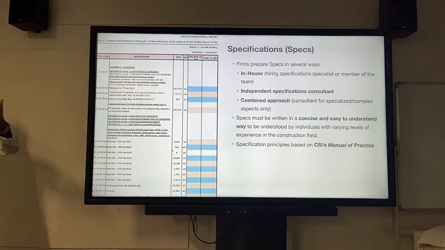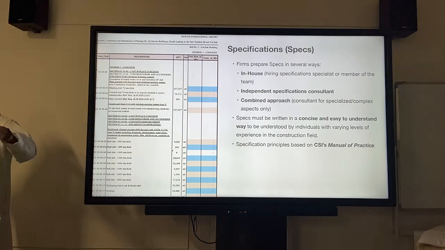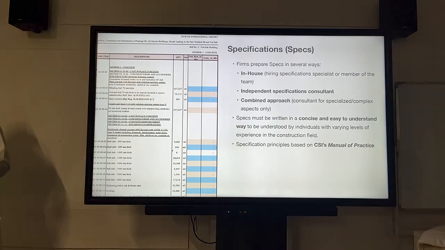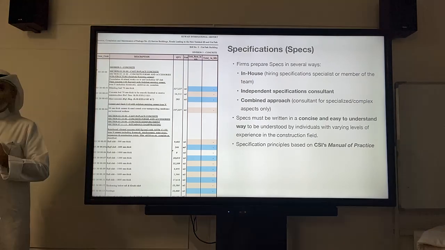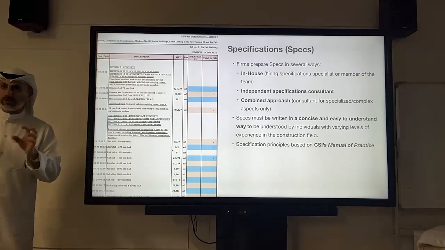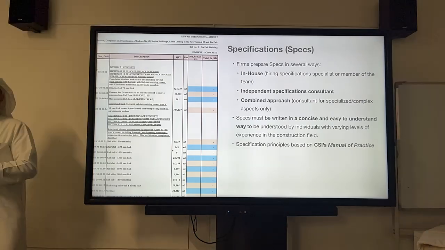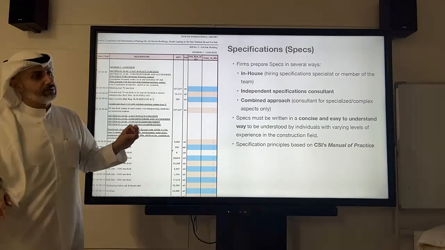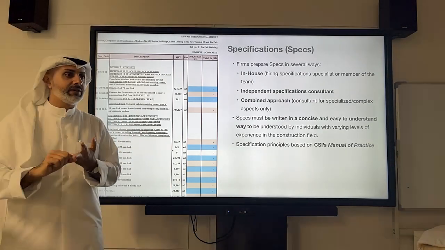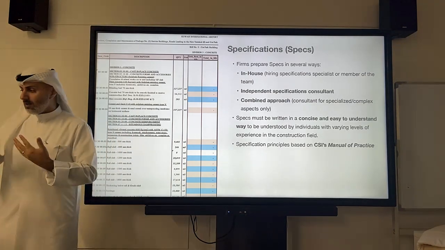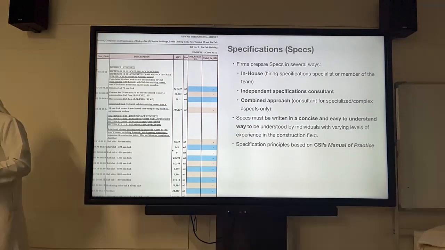Let's say I'm a firm that works with, once in a while I do a hospital, once in a while I do a school, so I can bring someone specialized for those. It's important that they're concise and easy to understand. You get straight to the point, you're not just writing an essay and they need to be easy to understand, and it's not just specialized people in the field that will be reading it. You have the client reading it, you have a supplier reading it, an architect, a contractor, and they should be easy to understand for multiple fields.